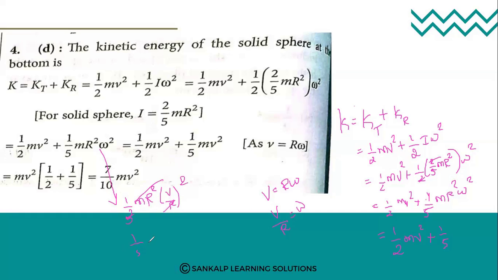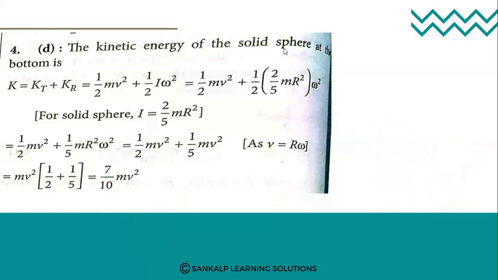We will have 1 by 5 mv square. Okay, so here you can see we have only 1 by 5 mv square. So mv square is common. Inside the bracket, 1 by 2 plus 1 by 5 will be 7 by 10 mv square. So this is the value of the kinetic energy when the solid sphere is rolling over the inclined plane. Option D is the right answer. Yes, copy down.